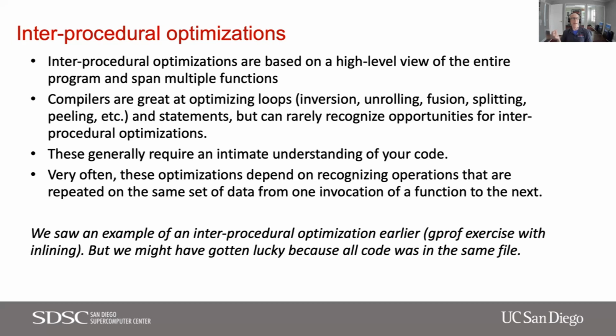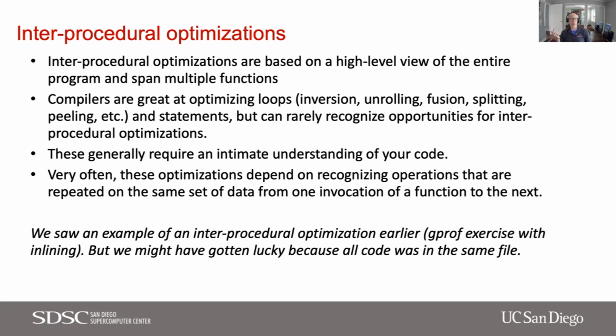A lot of what we did, optimizing loops, unrolling and fusion and splitting and peeling and so on, the compiler can do a lot of that. But the compiler can rarely recognize opportunities for interprocedural optimizations. Basically, looking at the code as a whole and figuring out where changes in one routine can be made that would affect another. And this really requires an intimate understanding of your code. And often these optimizations depend on recognizing operations that are repeated on the same set of data from one invocation of a function to the next.